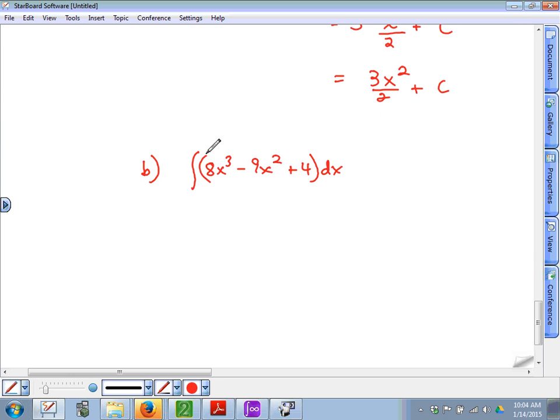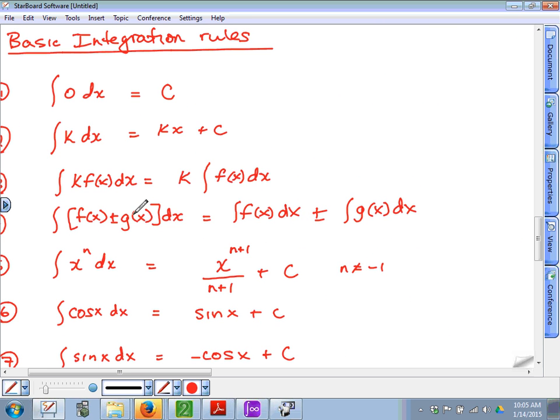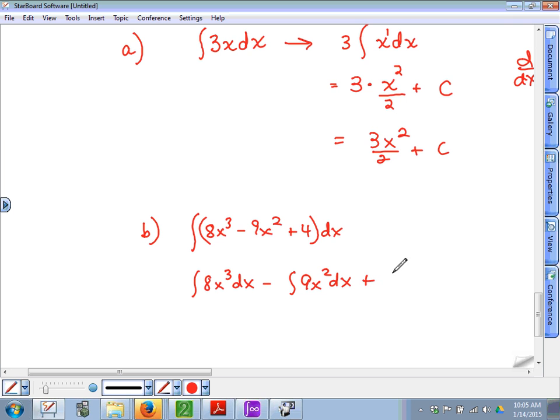Didn't one of the rules say if you're taking the integral of the sum of terms, you could split that up into different integrals? Yeah. So this could be the integral of 8x cubed dx minus the integral of 9x squared dx. This was the one where you had the sum or difference. You could just split that up into different integrals. Plus the integral of 4 dx.